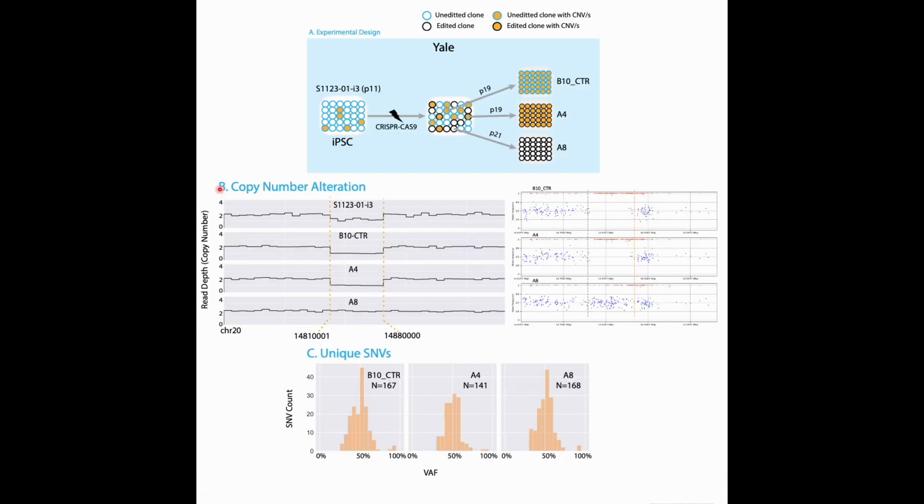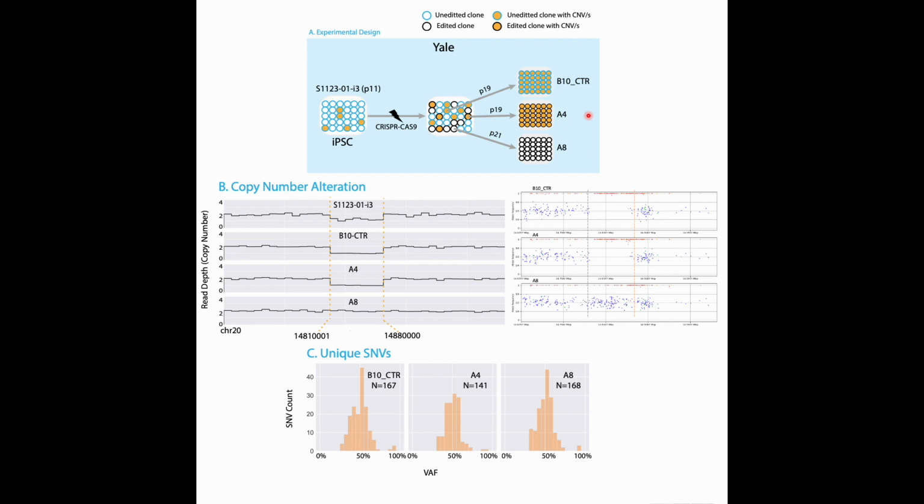For the experiment performed at Yale University, we got an iPSC line derived from skin fibroblast of a male sample, and a CRISPR editing experiment was done to introduce a loss of function mutation on the FOXG1 gene. After that, three lines were picked. One of them was a control line called B10 CTR, and two edited lines called A4 and A8.